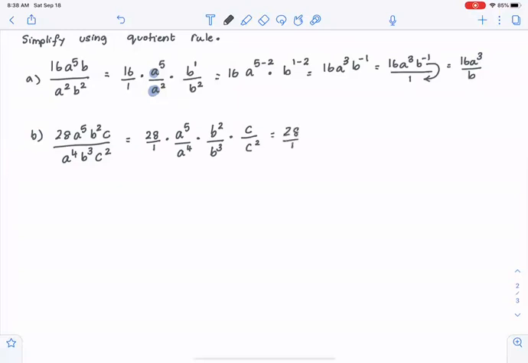So 28 over 1. The bases are identical, which is a. Subtract the denominator power from the numerator power. So we will have 5 minus 4. Do the same with b. Numerator power is 2. Subtract the denominator power, which is 3. Do the same with c. The numerator power is 1. Subtract the denominator power, which is negative 2.